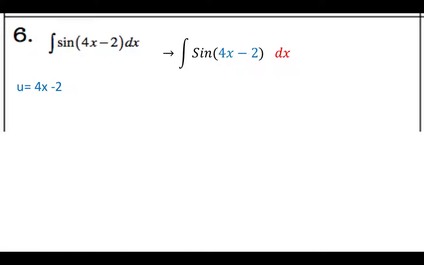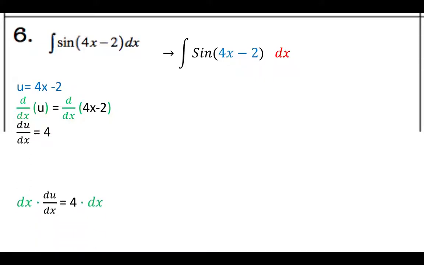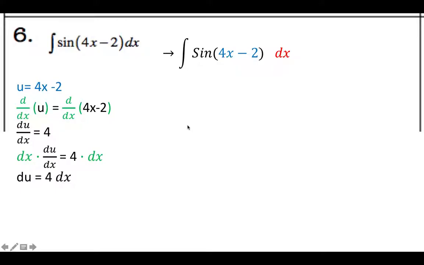Again, I make my u. I take the derivative of both sides with respect to x. The derivative on the right side is just going to give us 4. In order to solve for dx, I'm going to multiply both sides by dx. Cancel, cancel. You have du is equal to 4 dx. Again, the goal is to solve for dx over here so that we can substitute that in. So then in order to solve for dx, I'm going to divide both sides by 4.